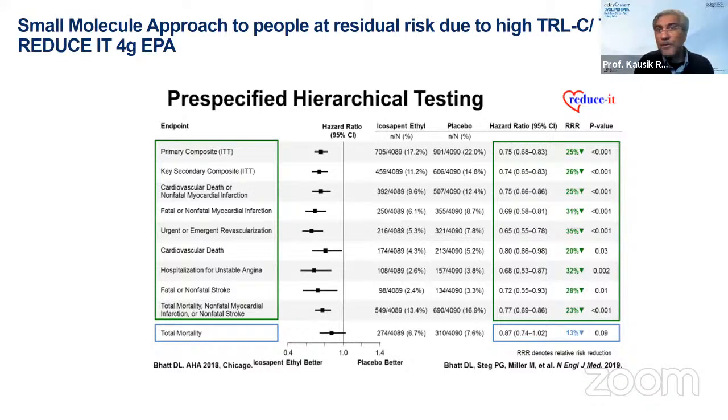This is a really important study, REDUCE-IT. It doesn't prove the triglyceride hypothesis, because even though it studied a population with high triglyceride levels, triglyceride changes were really small. However, what it did do is, because it was a large study with a long follow-up, it did give you a large clinical event reduction.